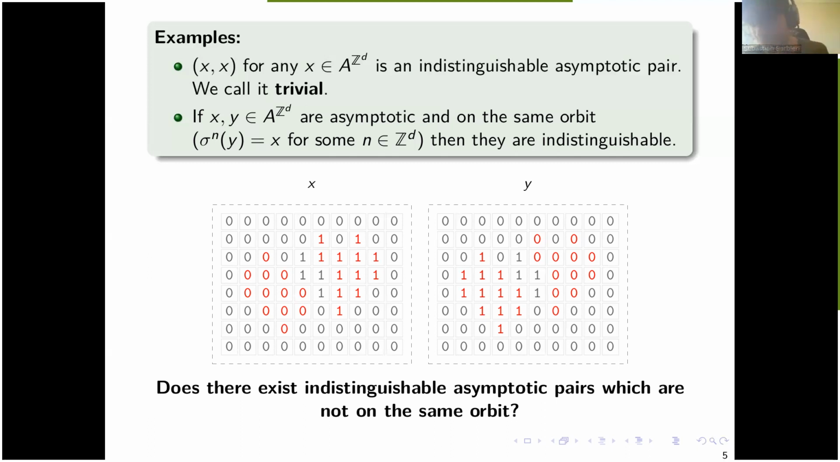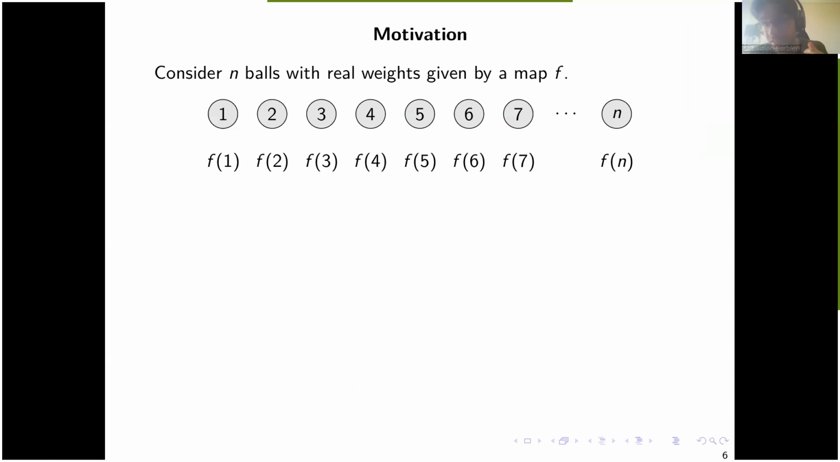Before going any further, though, I want to tell you about my motivation. Why am I considering this definition of indistinguishable asymptotic pairs? Because, of course, in mathematics, sometimes one just says, okay, I'm going to consider some definition and go ahead and try to figure out what it gives me. But no, here there's actually some reason why I'm looking at these pairs, and it comes from thermodynamical formalism. So just bear with me for the next 3 slides. I'm going to try to tell you what my motivation was to study these objects, and then we're going to go back to combinatorics on words.